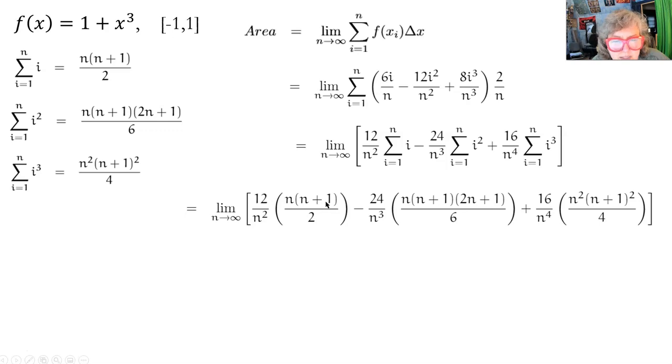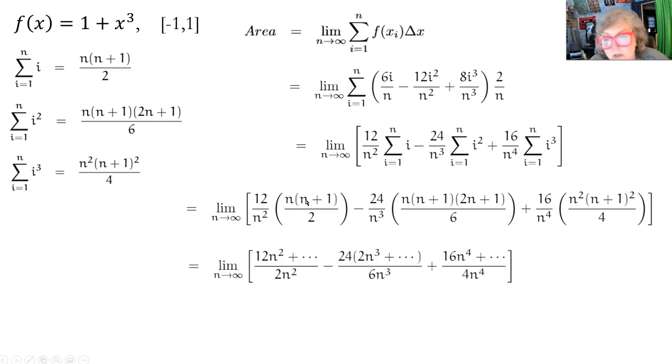If I were to multiply this thing out, the top would be 12 times n squared plus some other stuff of lower degree. The bottom is 2n squared. This is 24 times 2n cubed over 6n cubed. This is going to be 16n to the 4th over 4n to the 4th. This is not as bad as we think it is. We don't need to multiply all this out. Unless you're a masochist, please don't do that.